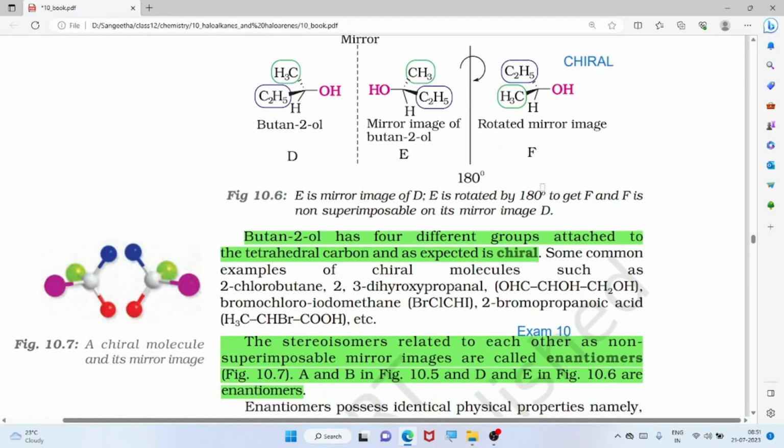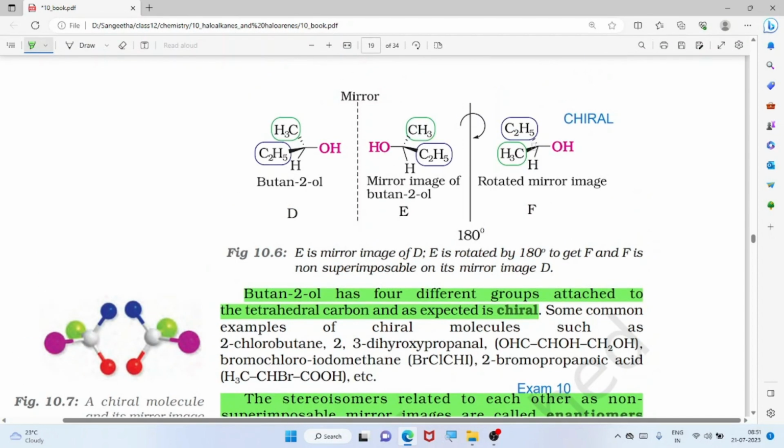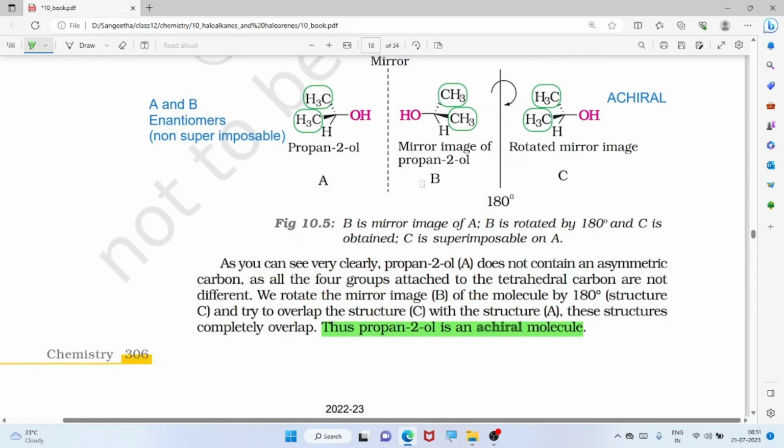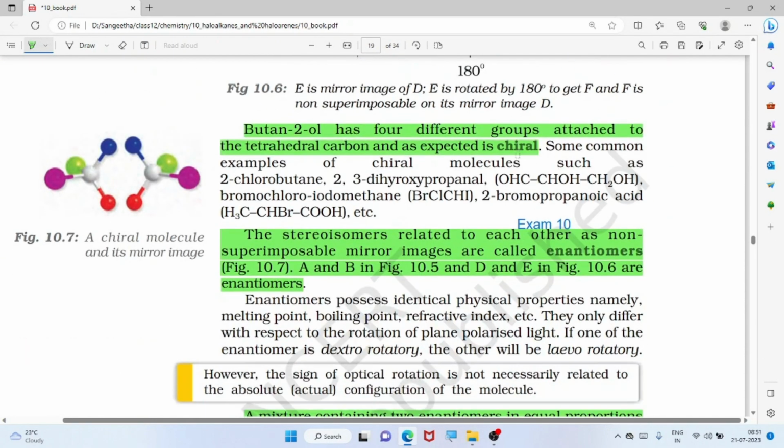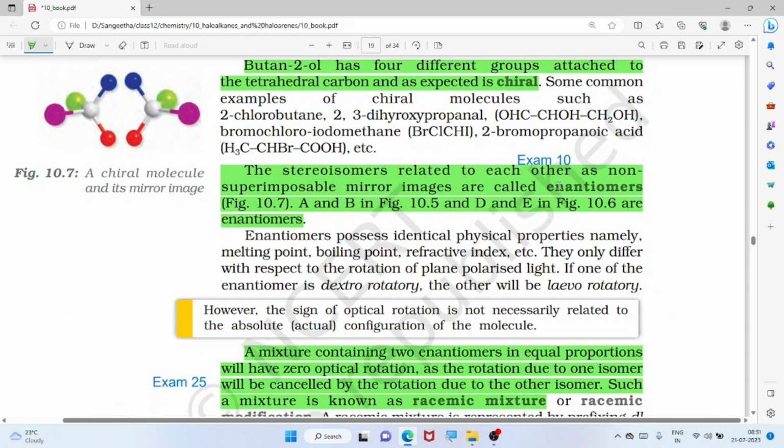So this is different groups attached. Okay, it is rotated 180 degrees, and this F is non-superimposable with D. So this is chiral. D and E are enantiomers, D and F are chiral. But here A and B are enantiomers and A and C are achiral. Stereoisomers that are non-superimposable mirror images of each other are called enantiomers. Okay, the examples are in the figures above.